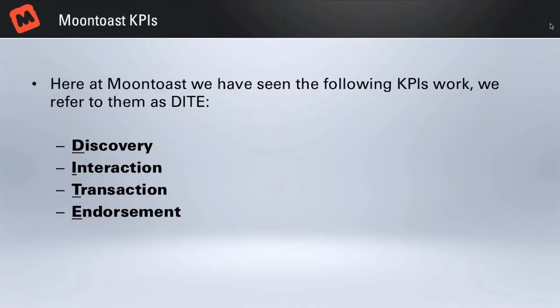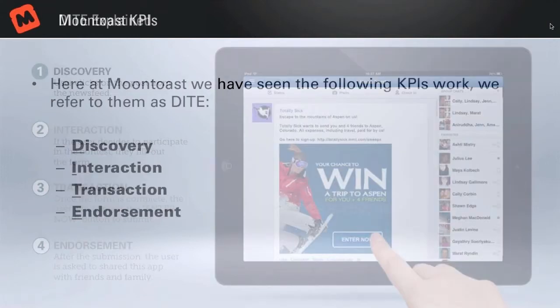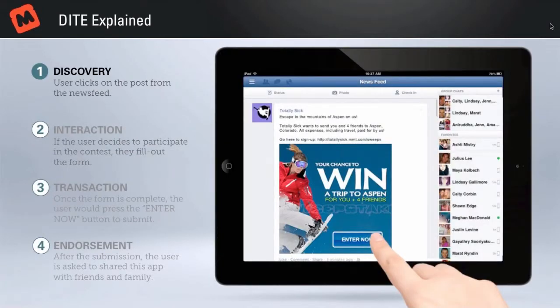So what I want to do very quickly is show you what this means: discovery, interaction, transaction, and endorsement. As an example, this is an iPad, and somebody is looking at a rich media unit on the iPad. From a discovery standpoint, I'm on the news feed. I see something that says, win a trip to Aspen, enter now. I quickly click on it. So the user clicks on it right within the news feed.